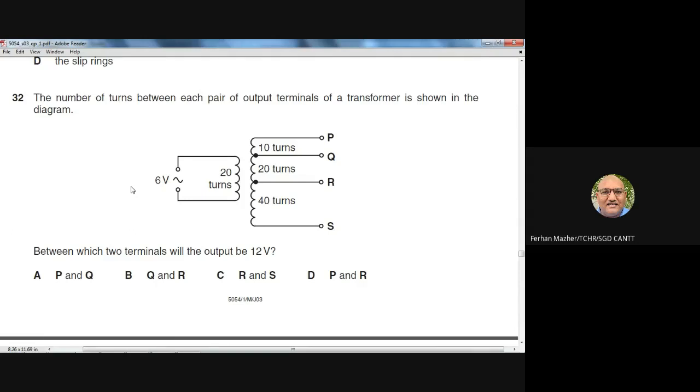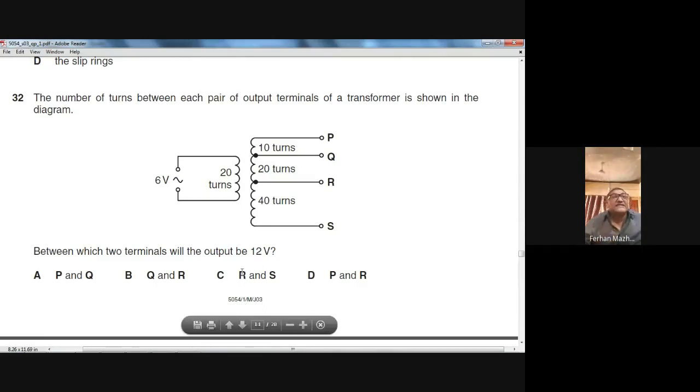So where should I put my connections? R and S, because the number of turns is 40. Here in the primary coil, the number of turns is 20. So in the secondary, if you want the voltage to be doubled, the number of turns also should be doubled. If there are 20 turns, there should be 40 turns. So R and S. Question number 32, R and S. C is the choice, I think.